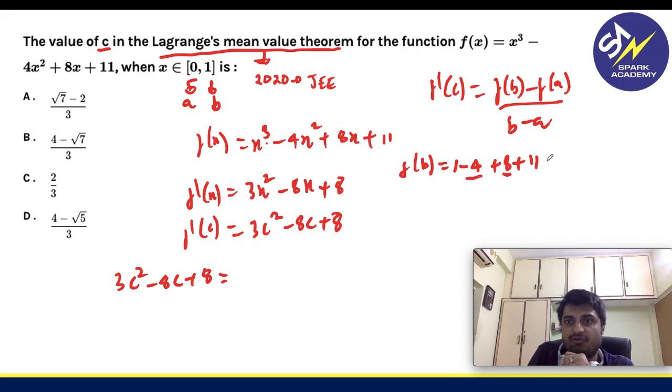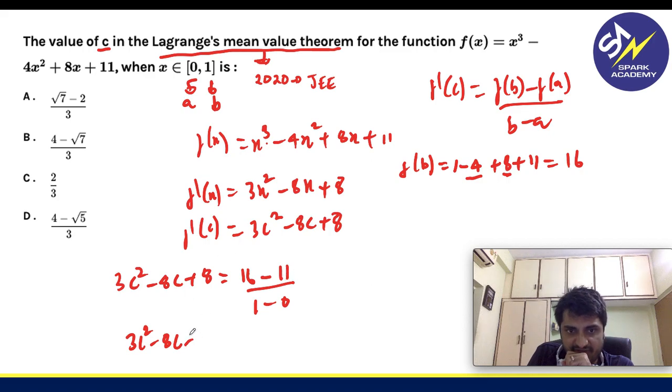8 minus 4 is 4. 15 plus 1 is 16 here. This is what we are getting. So this is 16 minus, if you substitute 0, you are getting 11. By b minus a is 1 minus 0. So basically 3c square minus 8c. 16 minus 11 is 5. 5 goes to the other side, it will be 3c square minus 8c plus 3 equal to 0.